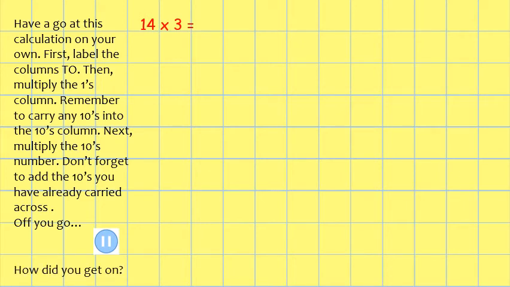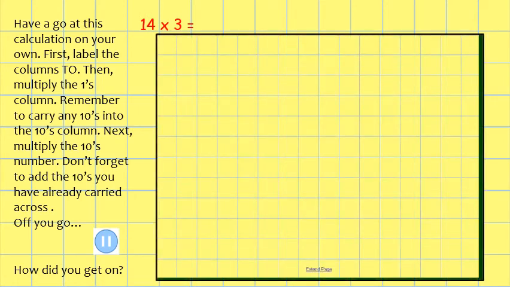How did you get on? Let's see how you did. So the sum I wanted you to do on your own was 14 multiplied by 3.